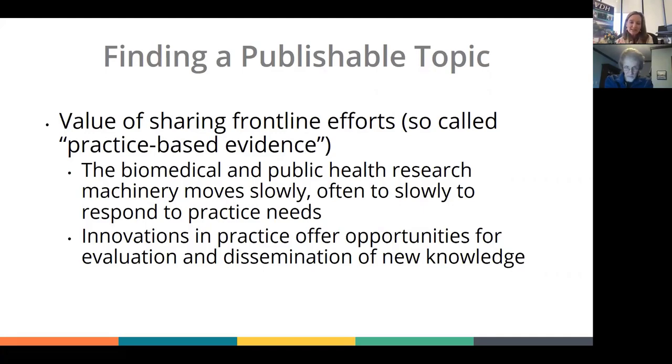So if we just take that angle of, I'm doing this already, I'm already having these efforts, I'm practicing these efforts, how do I translate that into a publishable topic? And there are opportunities for us to try to turn that around and create improved practice opportunities and disseminate that new knowledge. So that's just what we're doing every day and how we can translate that into a publishable topic.